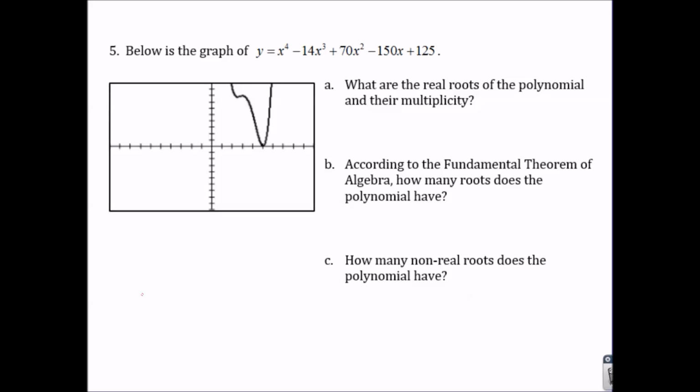So here we have the graph of this 4th-degree polynomial. We're asked, what are the real roots and their multiplicity? Well, by looking at the graph, it touches the x-axis at 5. And since it just touches the x-axis, and it kind of looks like a quadratic, it probably has a multiplicity of 2.